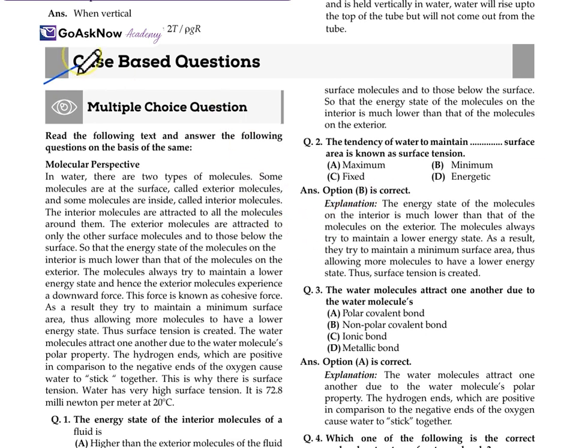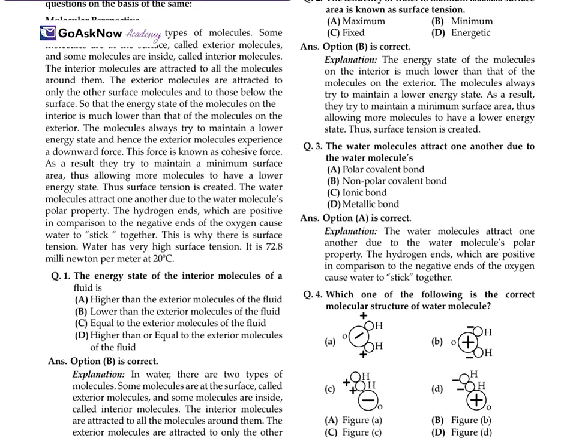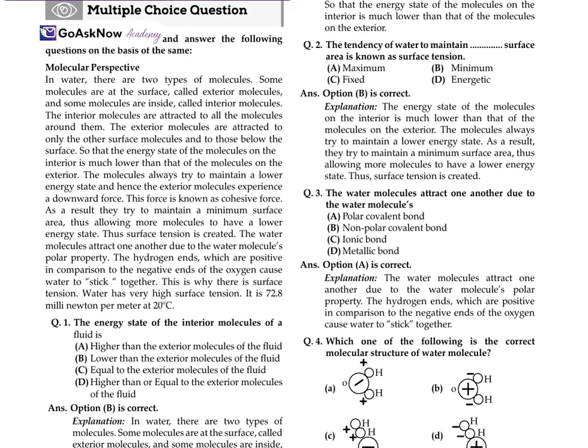Now moving to the next, we'll study the case-based question. So again, a case has been given to you, and on the basis of that, some questions have been asked, and accordingly you'll have to answer. So let's go ahead. Firstly, the case is: in water there are two types of molecules. Some molecules at the surface are called exterior, and some are inside, which are interior. The interior molecules are attracted to the molecules around them.